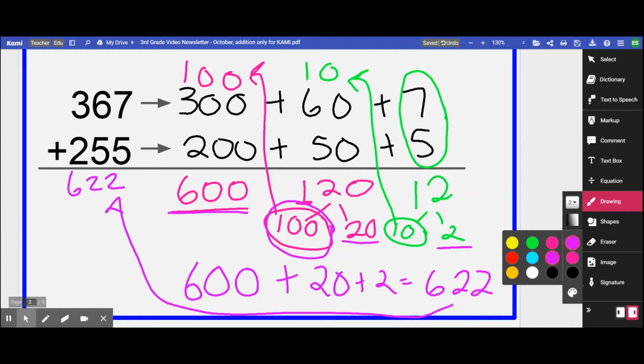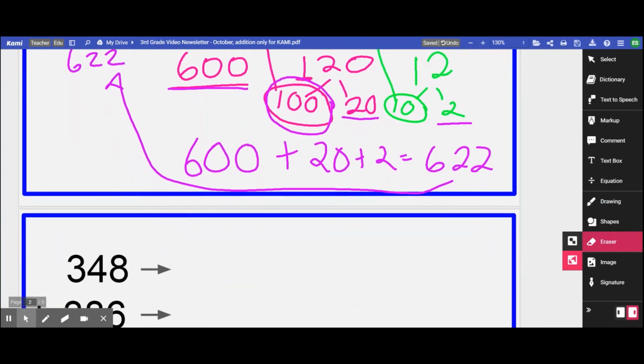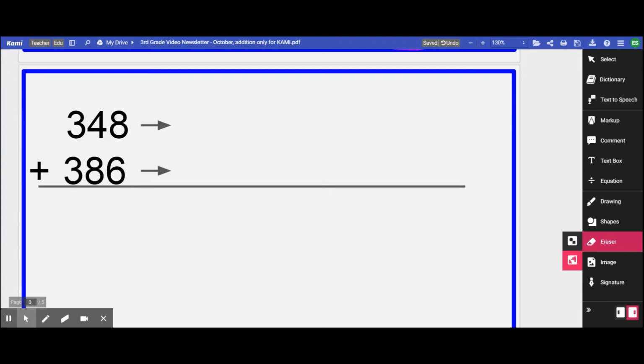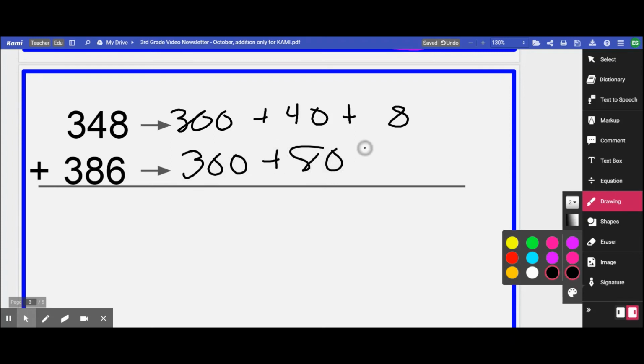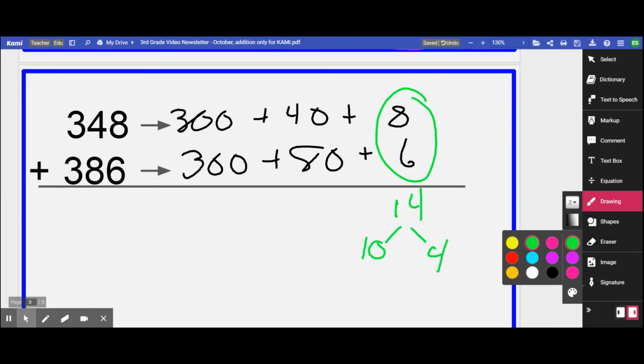Moving to the next example, again, I have written it vertically, and I would go ahead and decompose or break apart these two addends. So I would have 300 plus 40 plus 8, and I would have 300 plus 80 plus 6. And when I start, I always start in the ones place, and I have 14. I decompose that into a group of 10 and 4 more.